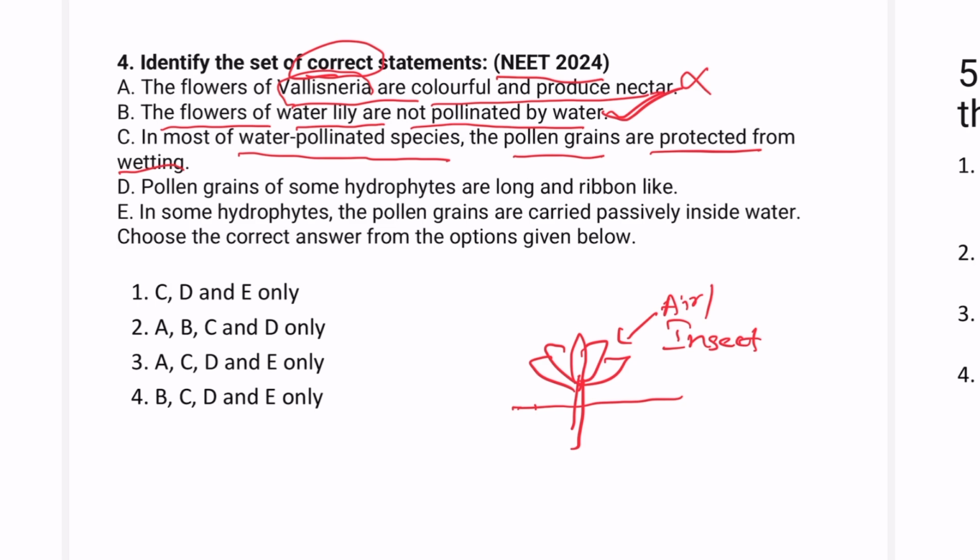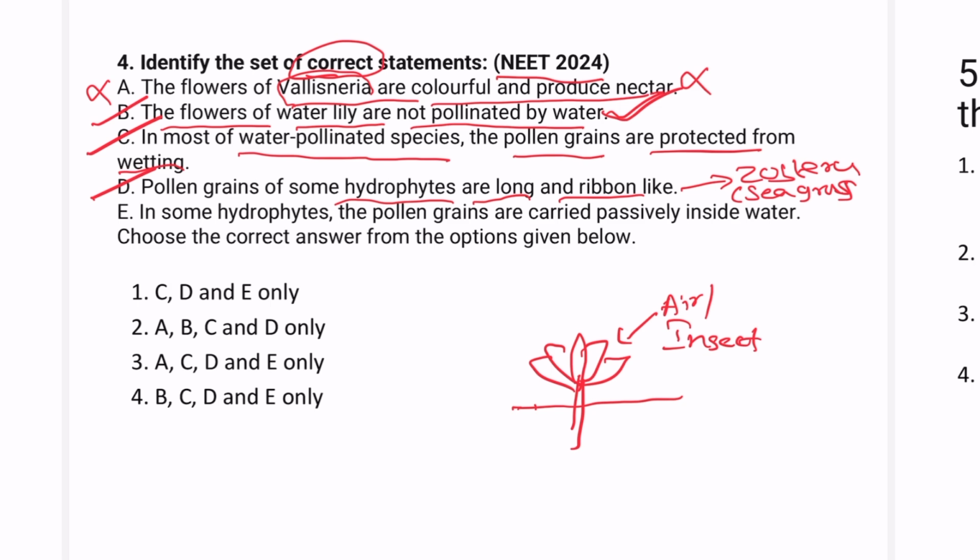Yes, this is the right statement. So statement A is wrong, B is right, and C is right. And statement D, the pollen grains of some hydrophytes are long and ribbon-like. Yes, it is right. And this ribbon-like pollen grains are seen in case of Zostera, which is considered as a sea grass. So this is the right statement.